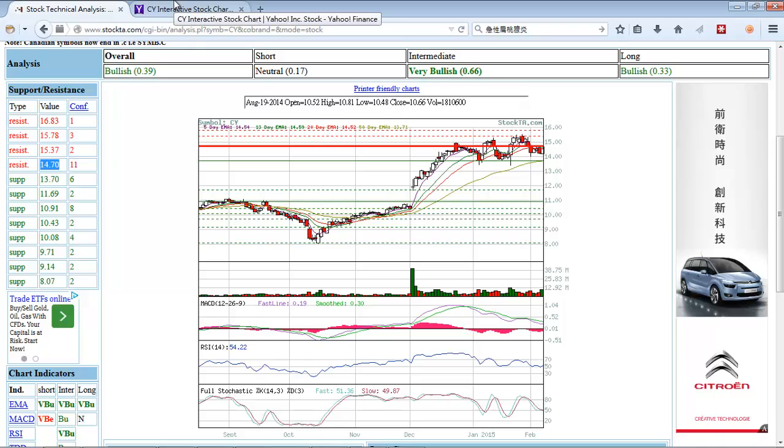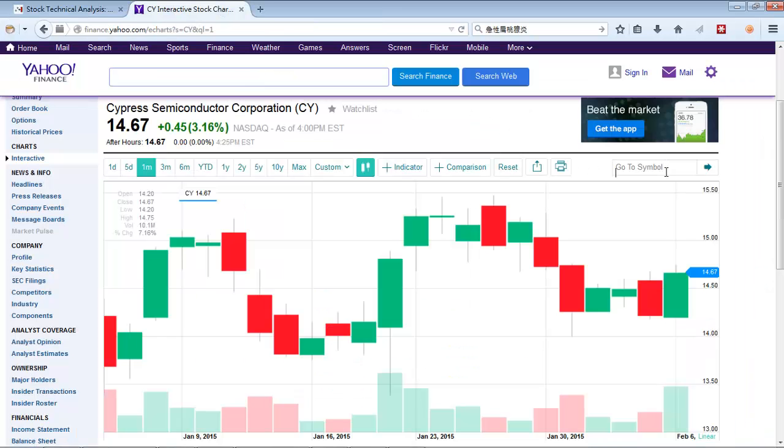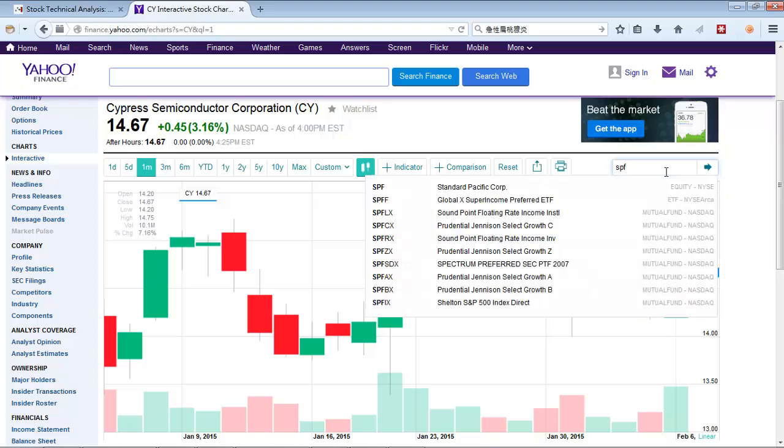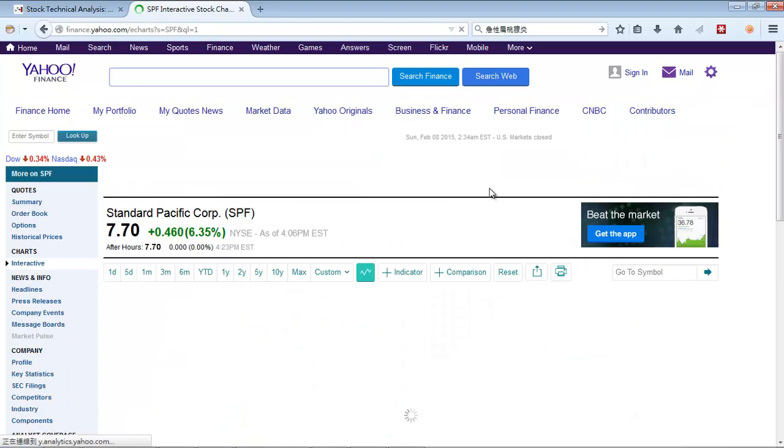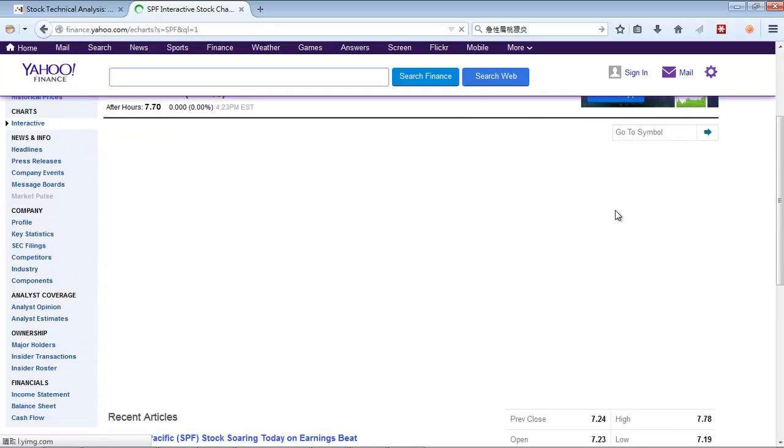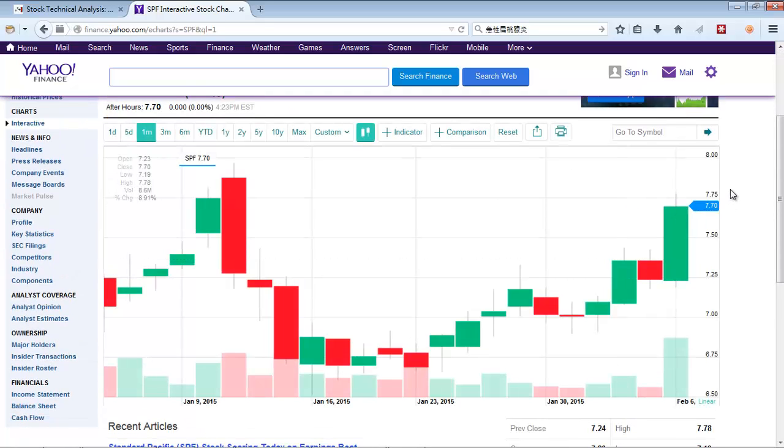Okay. All right. The next one we're going to look at is SPF, which is not a sunscreen company. It's a housing building company. So these people provide new housing complexes in major metropolitan areas. Now again, we see a very long bullish engulfing candlestick. This one's a little bit different because generally a bullish engulfing candlestick has its red candlestick in the middle.